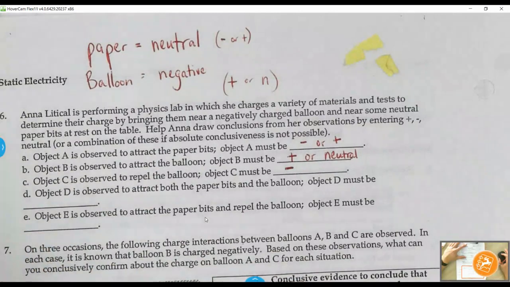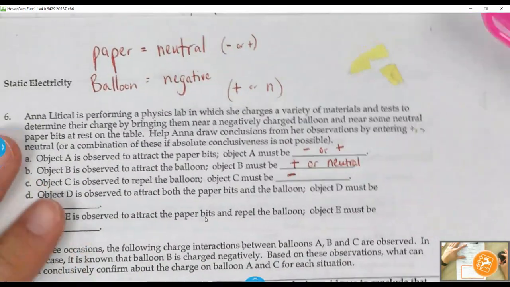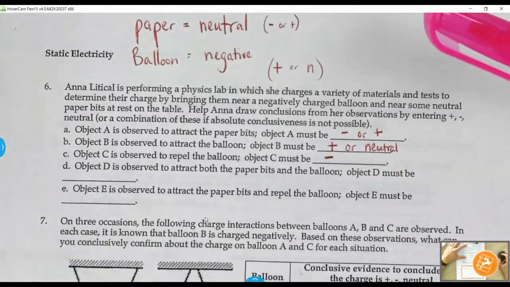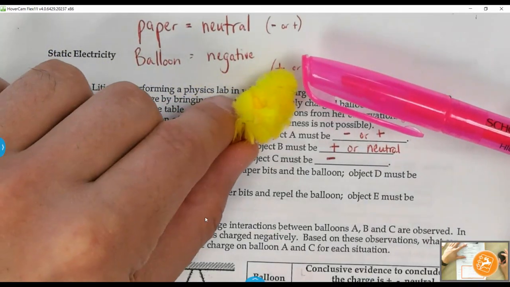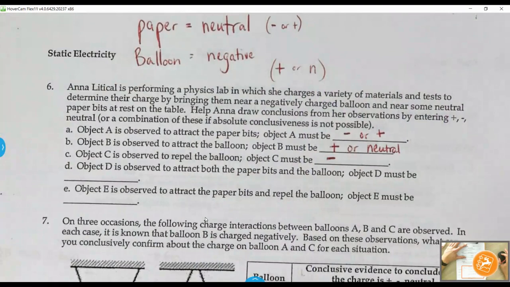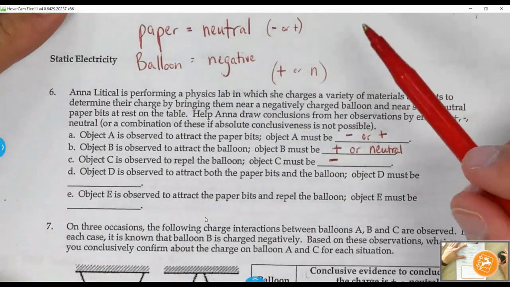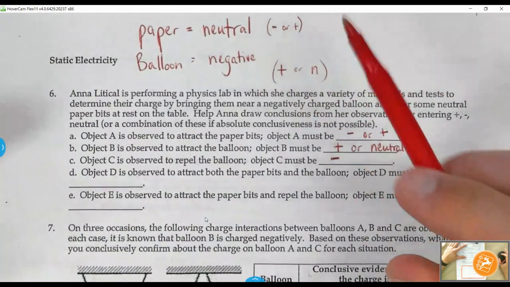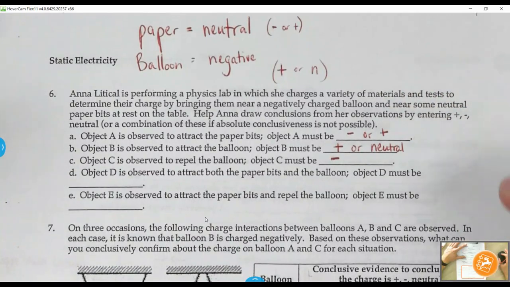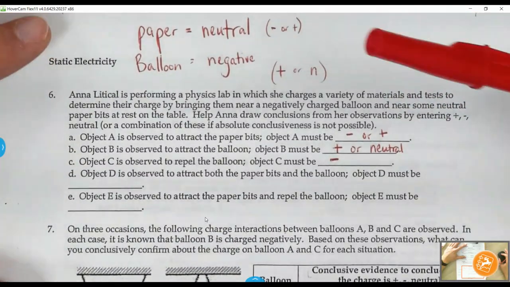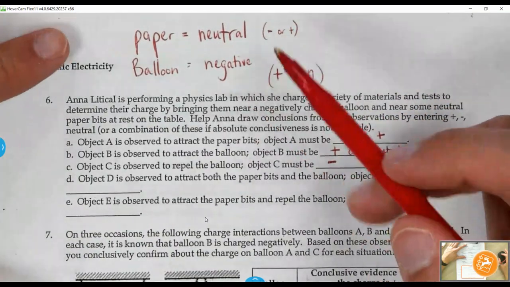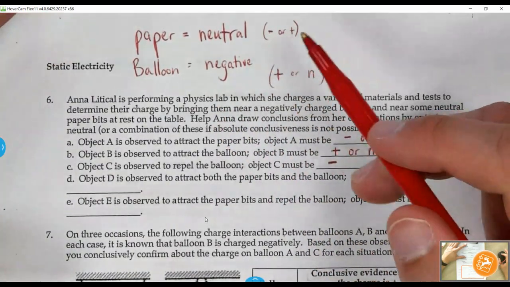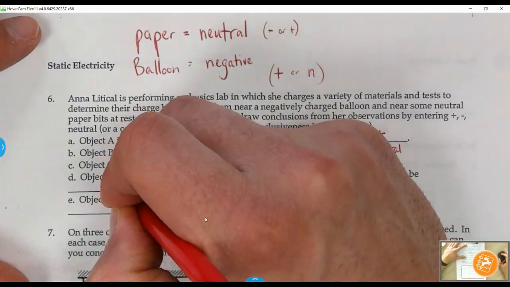Now object D attracts the paper bits if I bring it near, and it attracts the balloon. What would the charge then be on that? It has to be positive. Why? Because opposites attract, right? As far as the paper bits, it attracted them, so it could have been positive or negative. But since it also attracted the balloon, that tells me it can't be negative. So it has to be positive. 100% has to be positive.